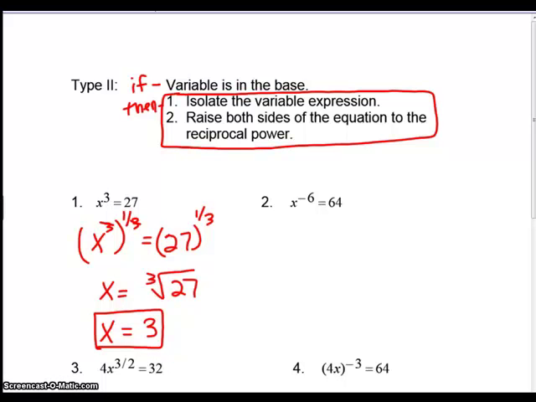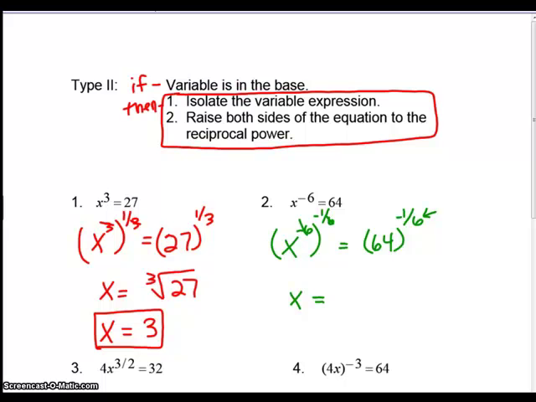Okay, example 2, the variable is in the base, so we're going to take the reciprocal of -6, which is -1/6. Keep what we had, raise it to the reciprocal power, and do that on both sides. Okay, that makes the -6 cancel. So we have x, and then the root is 6.